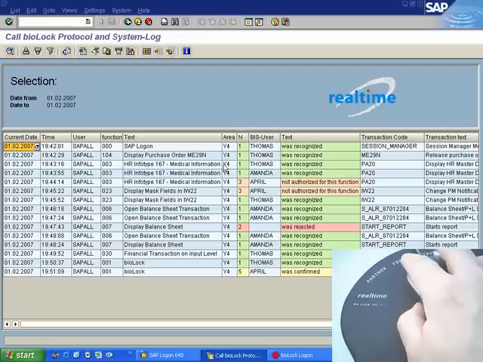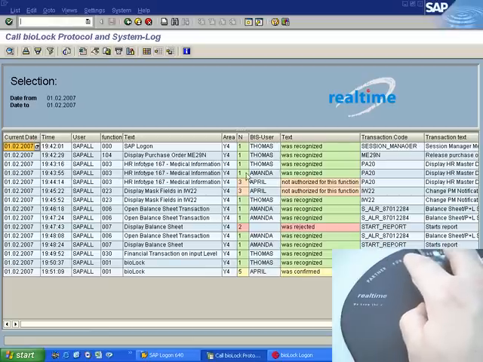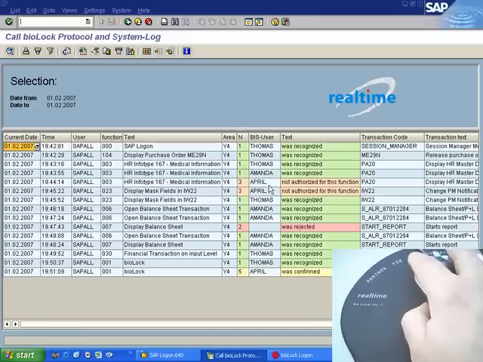And then we see that Thomas was recognized looking up medical information in the 167. After that, Amanda was recognized. And then the third one, where it says person couldn't be recognized, we see clearly that April was recognized, but she is not authorized for this function. So in this log file, you can clearly see who did what and when within your SAP system.